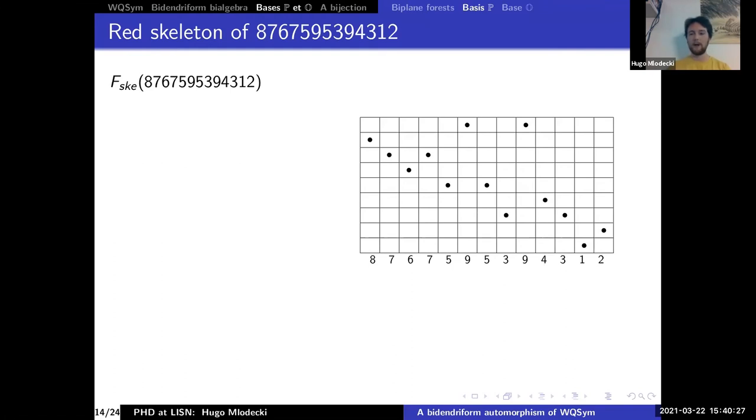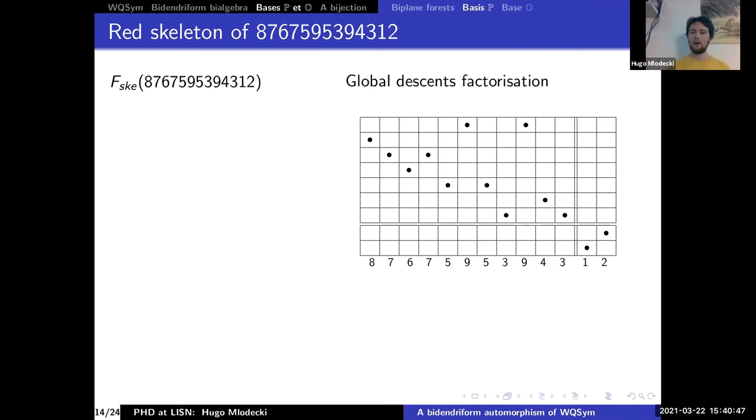So this is a packed word here on the right, with the representation that I used just before. And I will show you an algorithm. The first thing I do is to decompose through global descent. What is a global descent? I want to cut it vertically and horizontally in some way that all the points are on the bottom right and top left. So it is equivalent to say that the top right is empty and the bottom left is empty. So just like that.